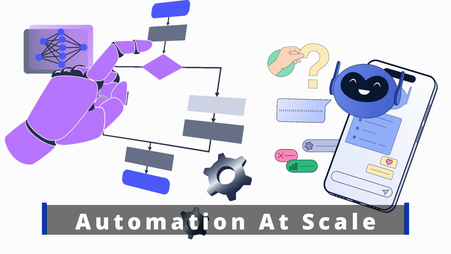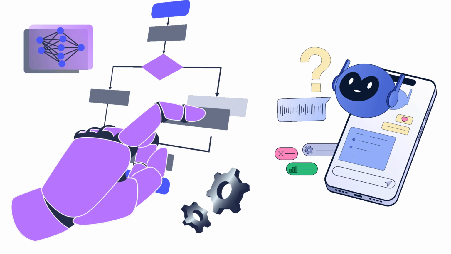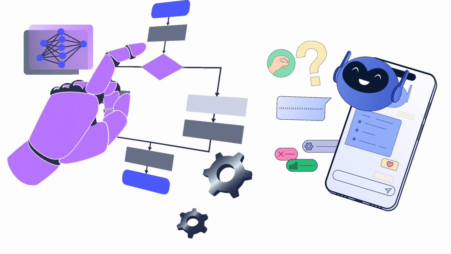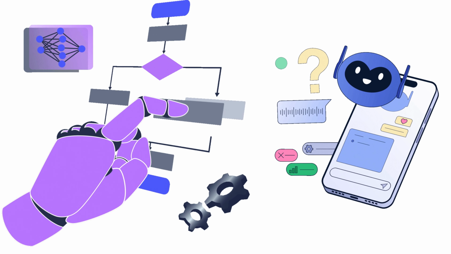Third, automation at scale. AI agents don't get tired of doing the same thing 1,000 times. Whether it's collecting data, routing leads, or answering common questions, they do it consistently and accurately. In short, AI agents mean less repetitive work for you, faster service for your customers, and more efficiency for your business.